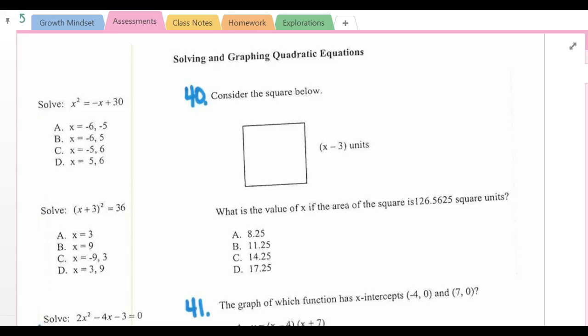So here's your final remediation on solving and graphing quadratic equations. So the first problem, we're going to solve x squared equals negative x plus 30. So if we rewrite this, we're going to have x squared, and we want to get everything on the same side. So plus x minus 30 equals 0. So with this quadratic, we want to factor.